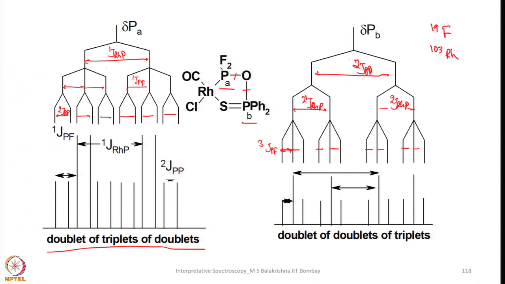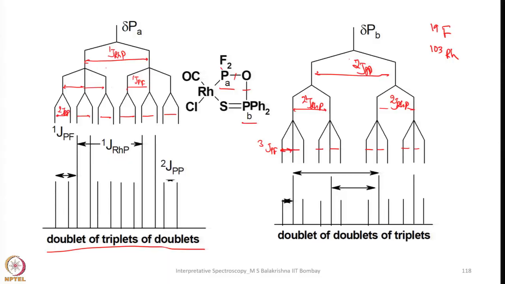I shall tell you that in the case of 19F fluorine NMR, it first splits into a doublet due to PF coupling, and then each line will be split into another doublet because of fluorine to rhodium coupling, and then each line will again be split into a doublet because of the three bond PF coupling. So I have already given you a hint. In the case of 103 rhodium, it is very similar. First it will couple with phosphorus through 1J to give a doublet, then each line will be split by fluorine to give a triplet, and then each line in the triplet will be further split into a doublet because of PB. So now you try to sketch the NMR spectrum of both 19F as well as 103 rhodium.